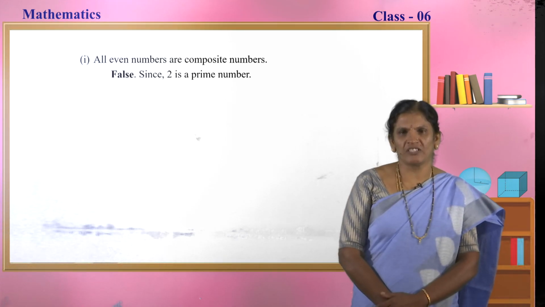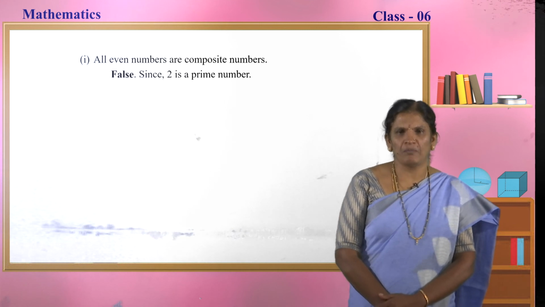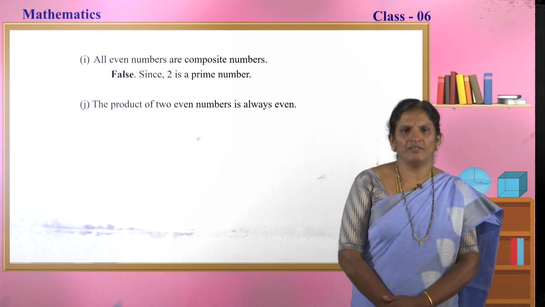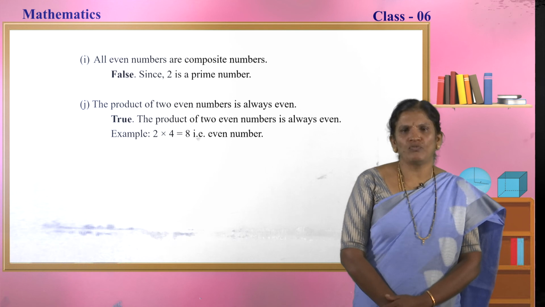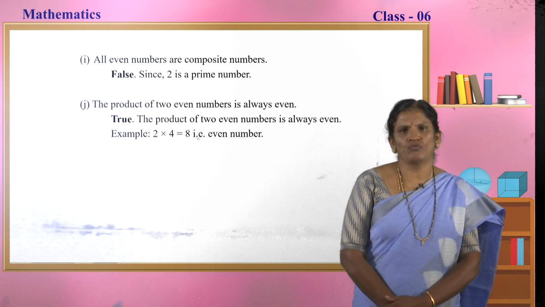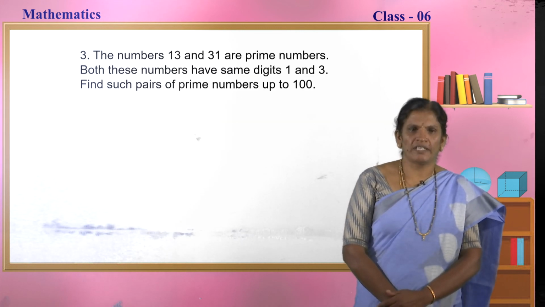All even numbers are composite numbers. False. Since 2 is a prime number, it is also even. The product of two even numbers is always even. True. The product of two even numbers is always even. Example, 2 into 4 is 8. Now, come to the third main question, children.